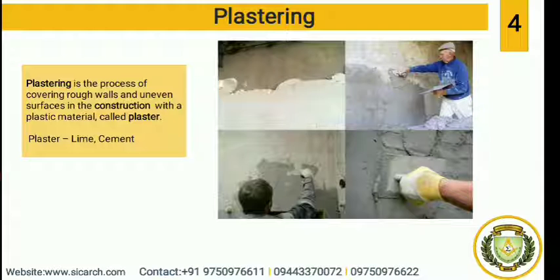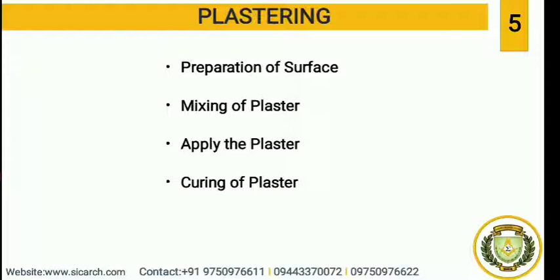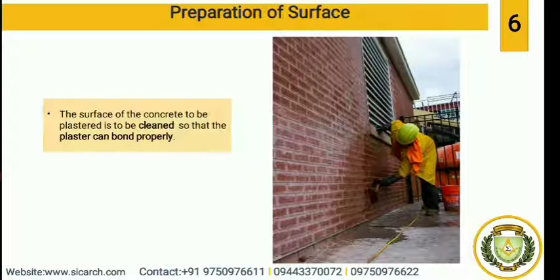Plastering is a process of covering a rough wall and uneven surface in a construction with some plastering material called plasters. Plastering materials can be lime or cement. Before doing plastering to any surface, the following methods have to be followed: first preparing the surface, mixing of plaster, applying of plaster and curing of plaster. From the next slide, we will look in detail at these different methods.